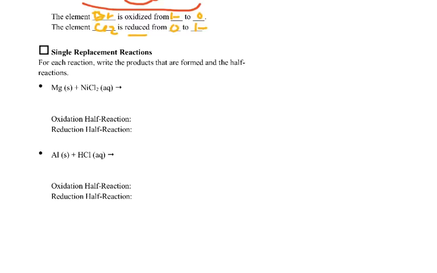Okay, so magnesium and nickel chloride. So what's going on is we have an element and a compound that's going to turn into another compound and another element. And the compound is going to be magnesium chloride. So that's magnesium 2+, chlorine -. That's MgCl2. And the element we're going to get is nickel. And you can write those either direction. And that's going to be a solid, and that's going to be aqueous.